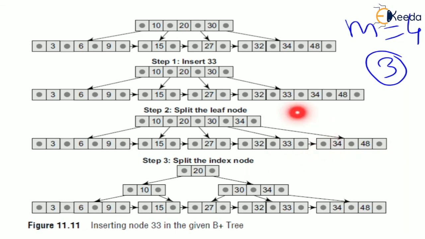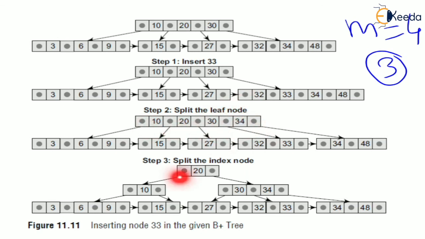So it is not following the complete rule of a binary search tree, and again we are splitting the index node here, because we are transferring the index node upwards. So in step 3, we are successfully inserting 33. So how are we inserting 33? We shifted this 34 into the previous node, that is 10, 20, 30 and 34. Now it is not properly added.